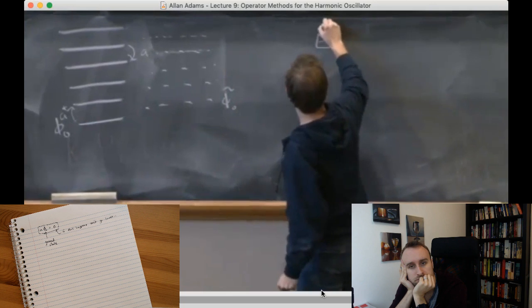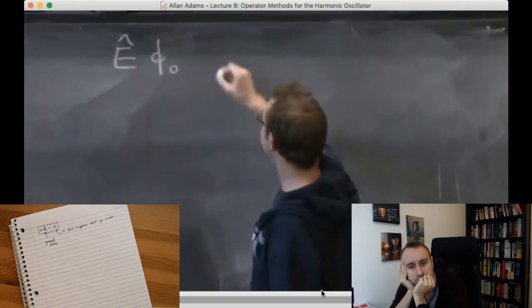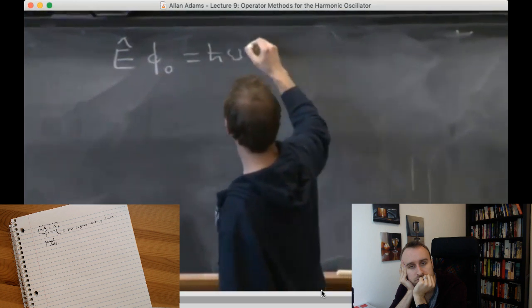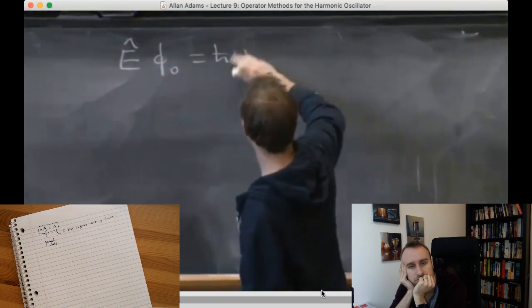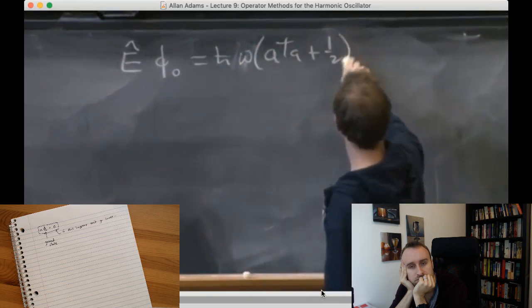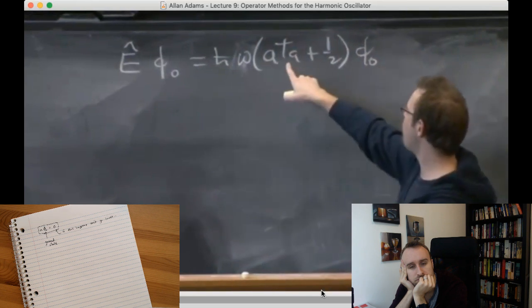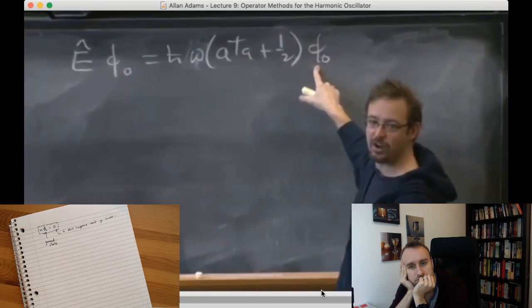Well, let's write the energy operator acting on that state. What's the energy of that state? Energy on phi 0 is equal to h bar omega. This is a very good question, so let's go through it. So it's equal to h bar omega times a dagger a plus 1/2 on phi 0. Okay, but what can you say about this? Well, a annihilates phi 0.